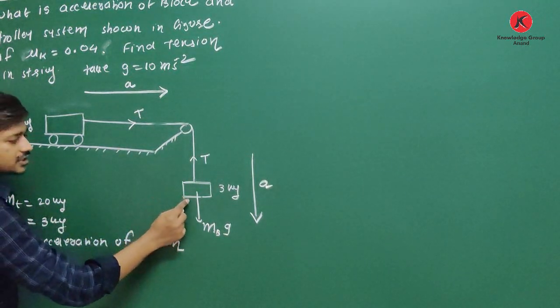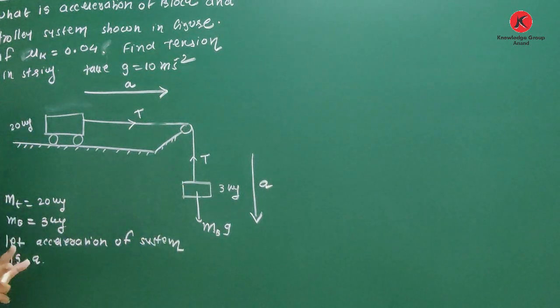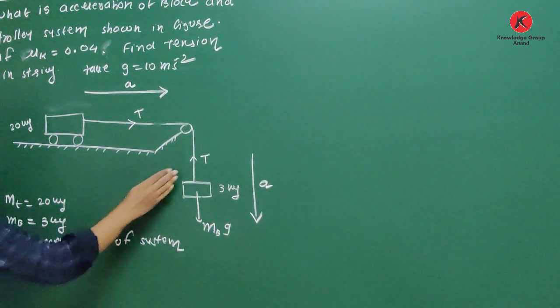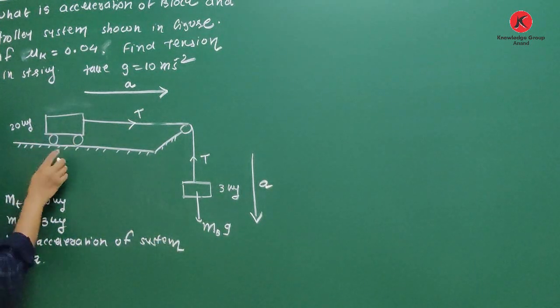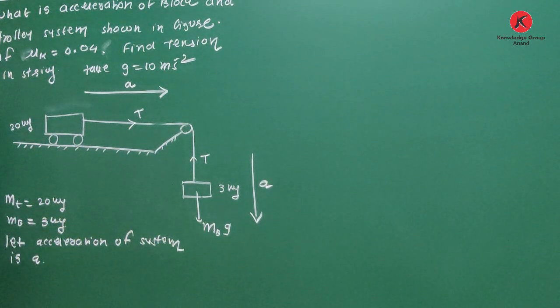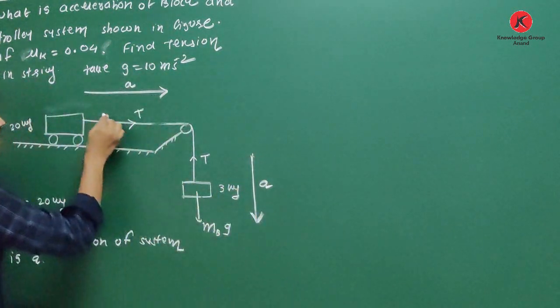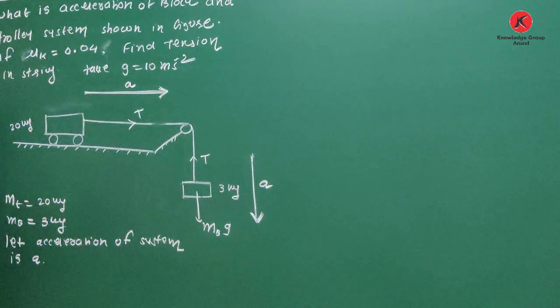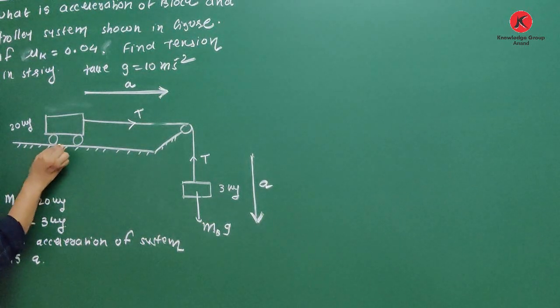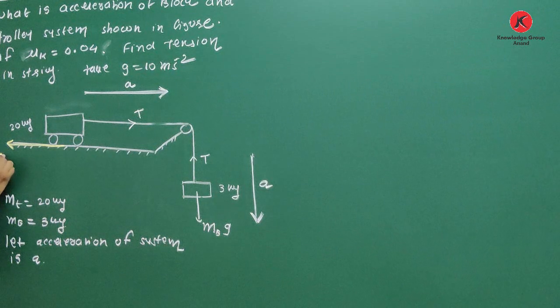Here this block is not in contact with any surface, so there is no friction force. But this trolley is moving on this surface, so obviously there is kinetic friction. We have assumed that this block is moving in the downward direction and this trolley is moving in this direction. So kinetic friction is in the opposite direction of its motion. That kinetic friction F_k is in this direction. Clear about this?